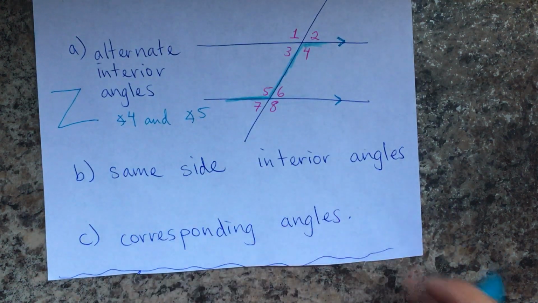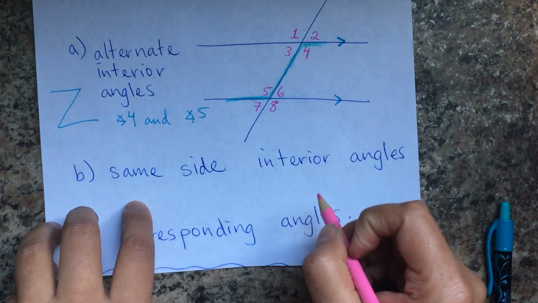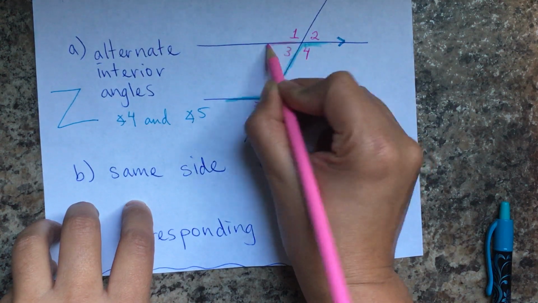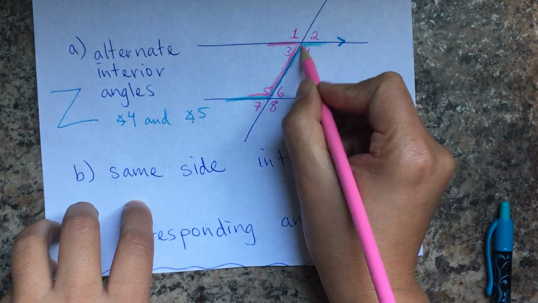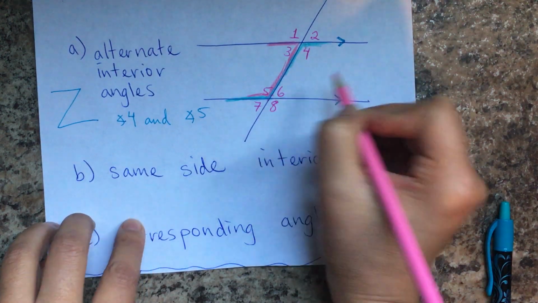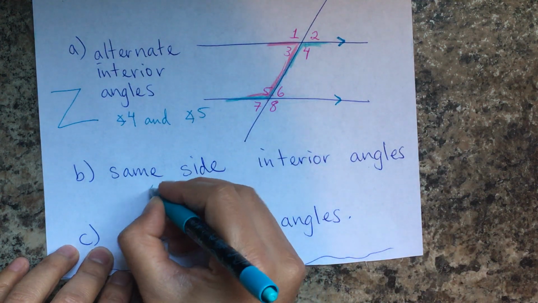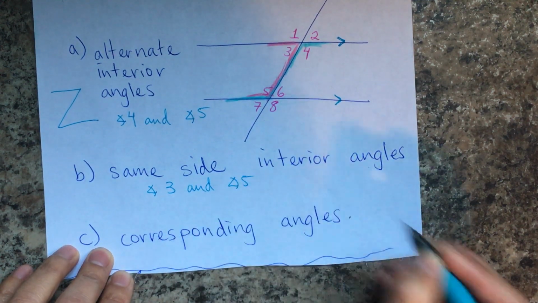Same side interior angles, I will do it in pink. They're on the same side of the transversal, and interior meaning, so it can be either angle 3 and 5 or angle 4 and 6, okay? Each one of those form a letter C. So angle 3 and angle 5.